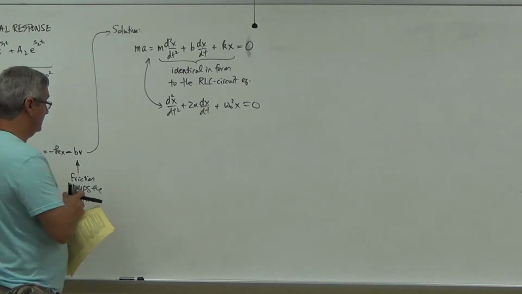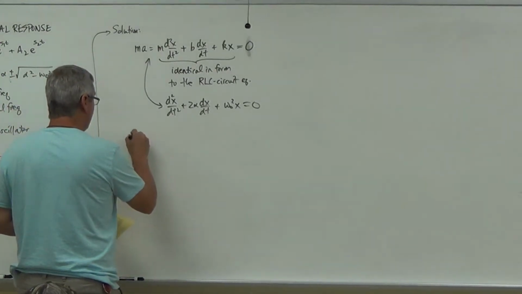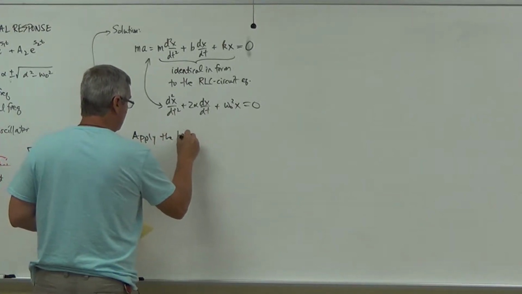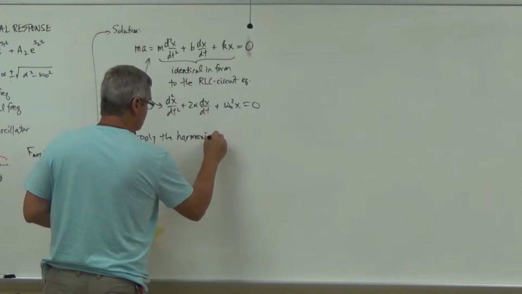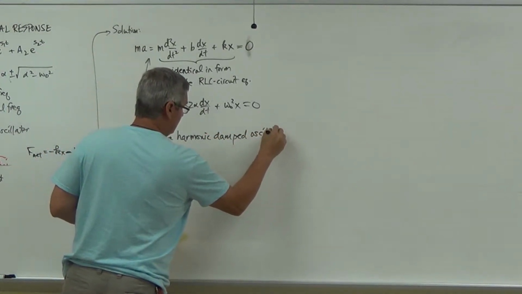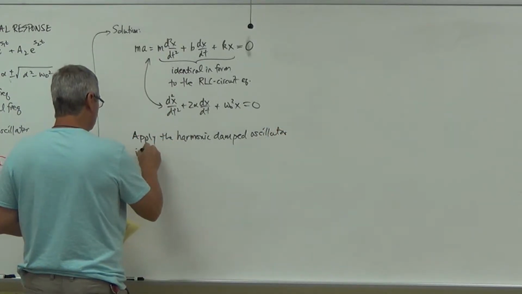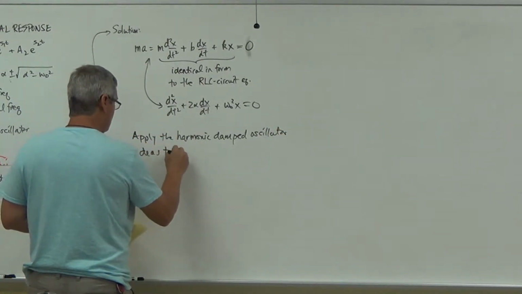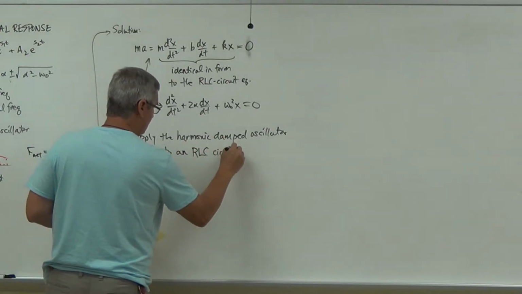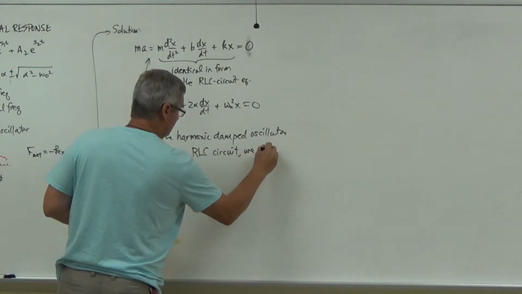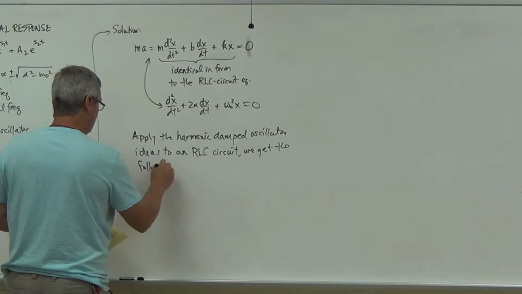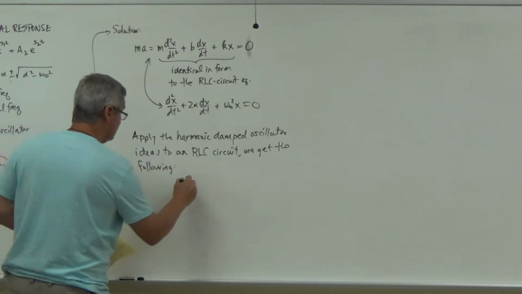what we find here is that now if we apply the harmonic damped oscillator ideas to an RLC circuit, we get the following. And the following is what? I have my solution.